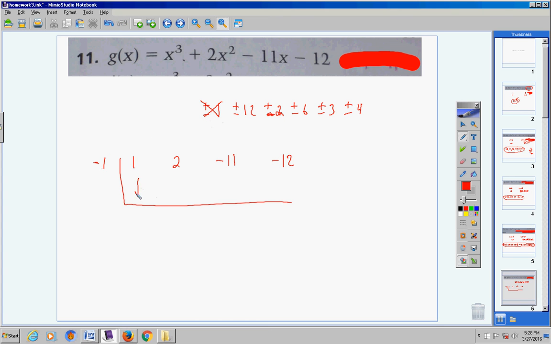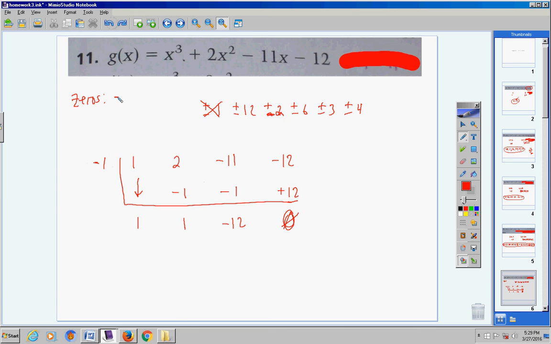Let's see what happens. Bring down your 1. Negative 1 times 1. Combine. Negative 1 times 1. Combine. Negative 1 times negative 12. Positive 12. Booyah, look at that. 0. Okay? So, now I know one of my zeros is negative 1. Negative 1 gave me out a 0.